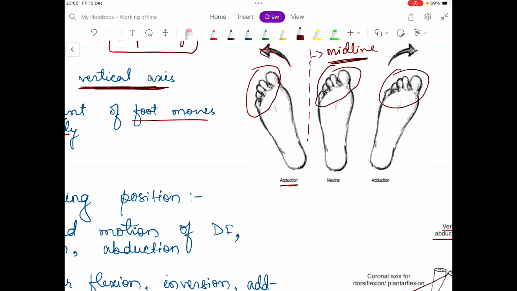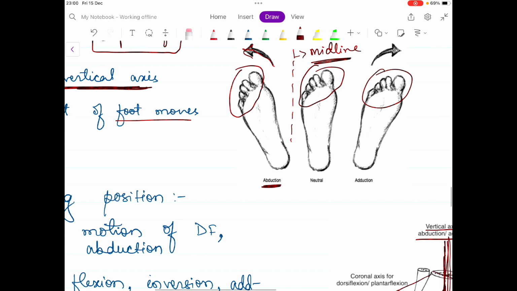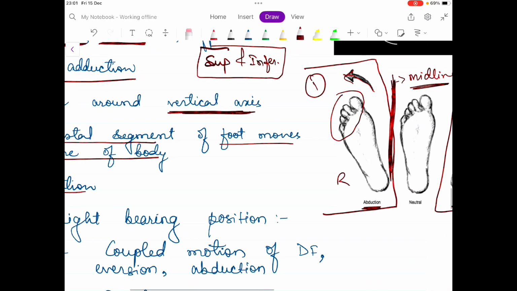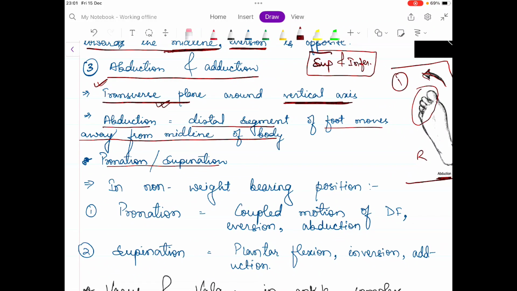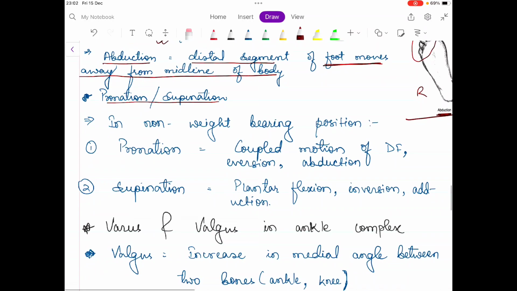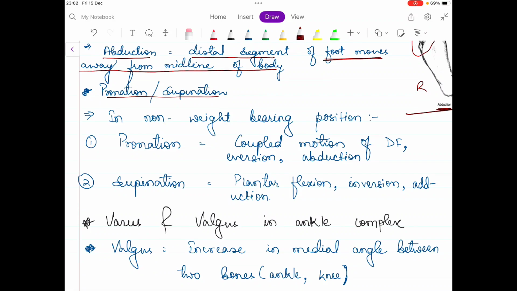It is moving away from the midline in abduction. Okay, but what's happening in the adduction is, in the adduction it is moving towards the midline. So in abduction, what's happening? The distal segment of the foot is moving away from the midline, but in adduction, the distal segment of the foot is moving towards the midline. I hope I'm being clear to all of my viewers.